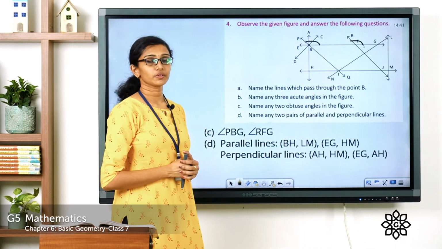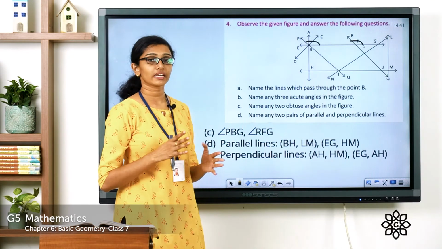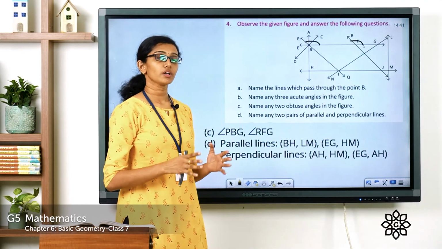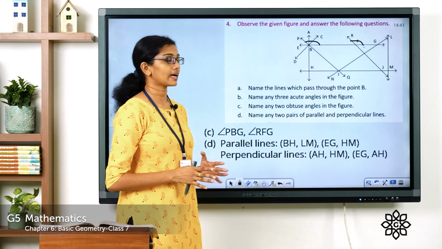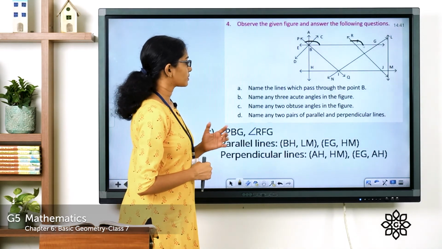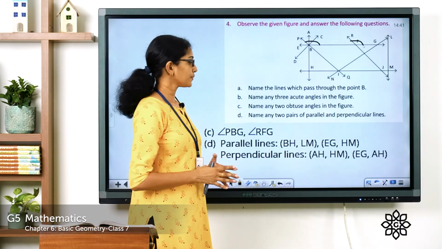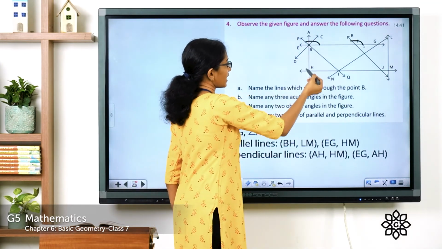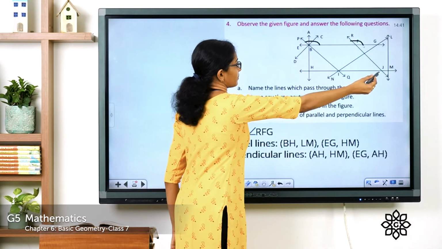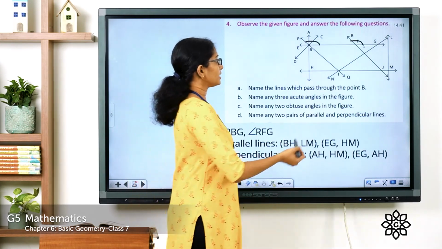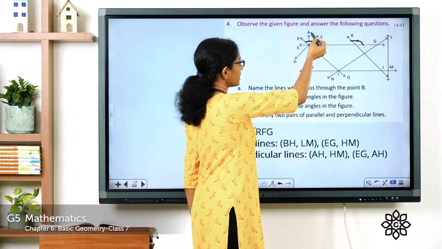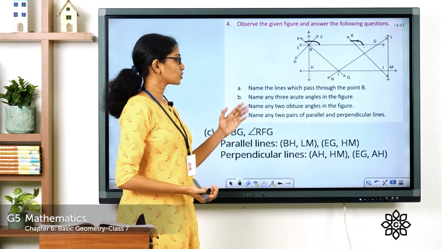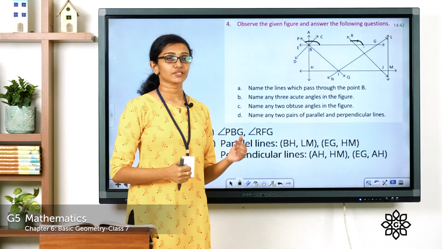Now what about the perpendicular lines? The lines which meet or intersect at 90 degree or form right angles at the point of intersection are called perpendicular lines. And perpendicular lines from this figure, 2 pairs are AH and HM, that is one pair, and EG, that is perpendicular to the line AH. So these are 2 pairs of perpendicular lines from this figure.